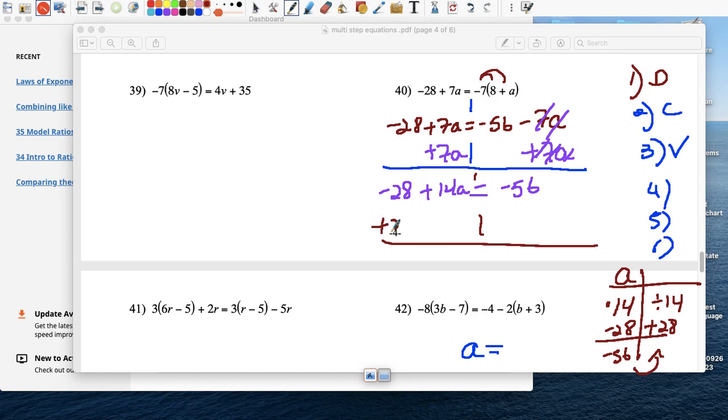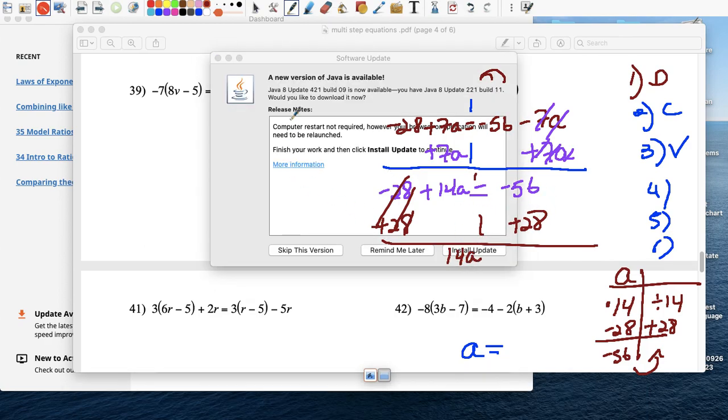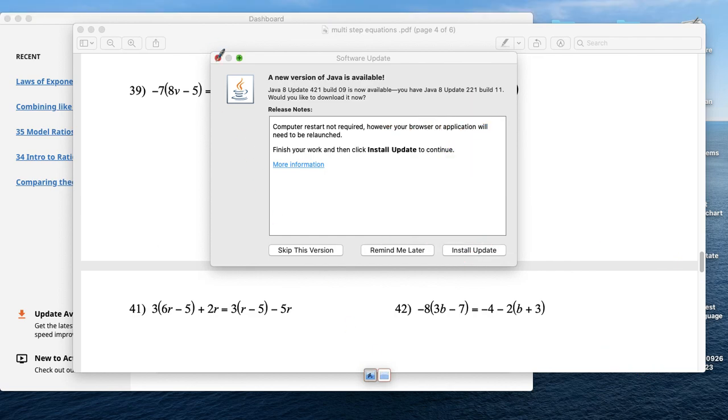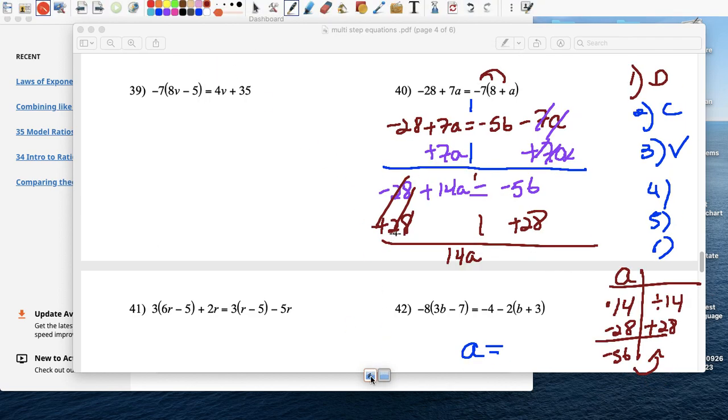Plus 28 on both sides. That becomes 0. 14a comes down. And then negative 56 plus 28 is going to be negative 28. And the other inverse operation I'm going to do is divide both sides by 14. So 14a divided by 14 is just a, and negative 28 divided by 14 is negative 2. So my answer is negative 2, apparently. Hopefully I'm right this time.